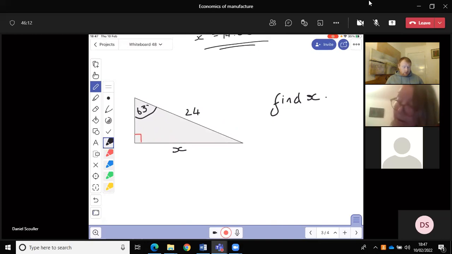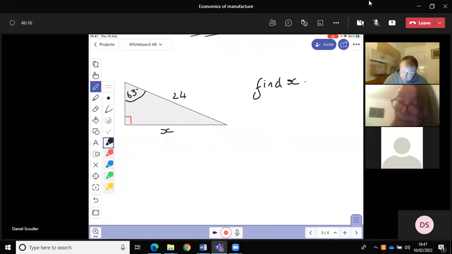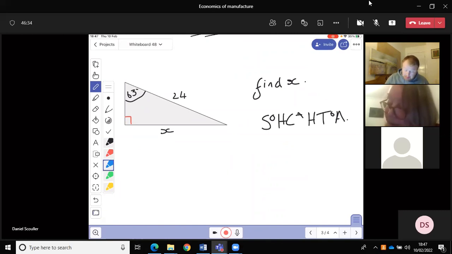Okay, go through that process again. So SohCahToa. Okay, what have we got and what do we want to find out? We've got an angle up the top there. Okay, first side I look at is the hypotenuse. The hypotenuse is always the longest side and it's always opposite that right angle.